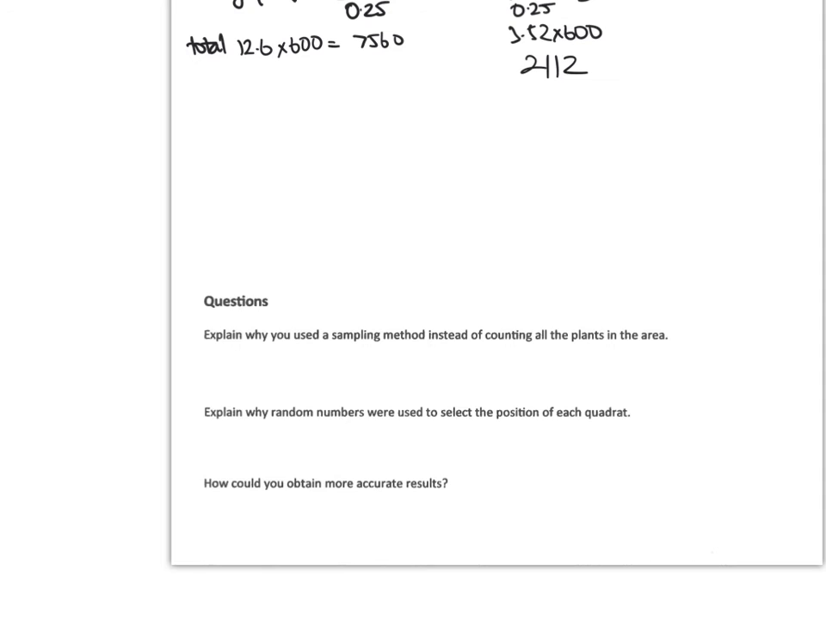Okay. Why did you use a sampling method instead of counting all the plants in the area? Chloe Johnson, why do you think we use samples rather than counting every plant? Because it takes too long. Yep. So basically, say that it would take too long to count all of the plants, or we didn't have enough time to count all of the plants.